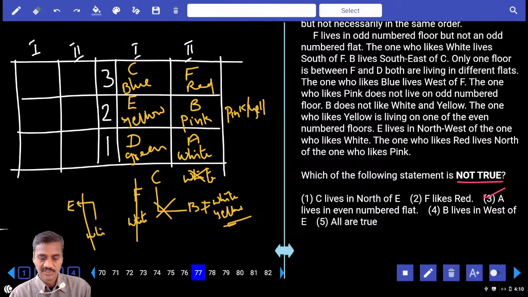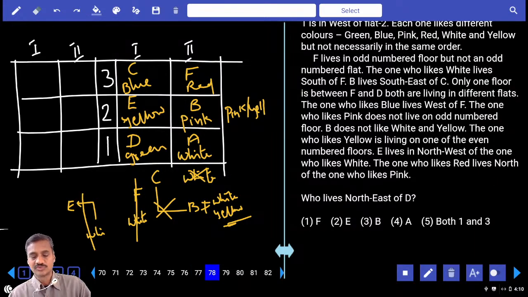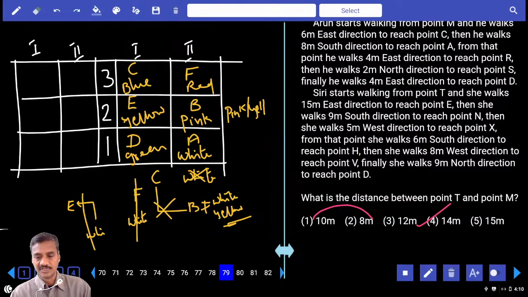Then 77, then 78, and who lives to the northeast of D? Either B or F, choice 5, question number 78. Then the next one, 79 onwards.